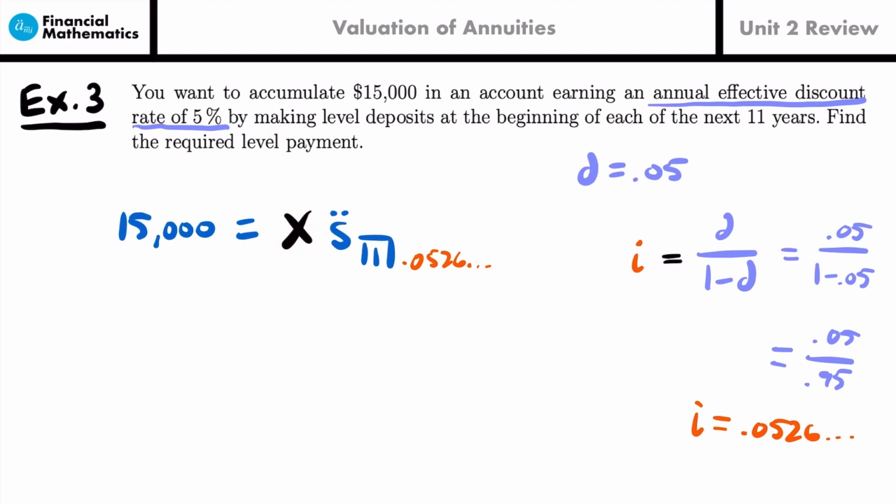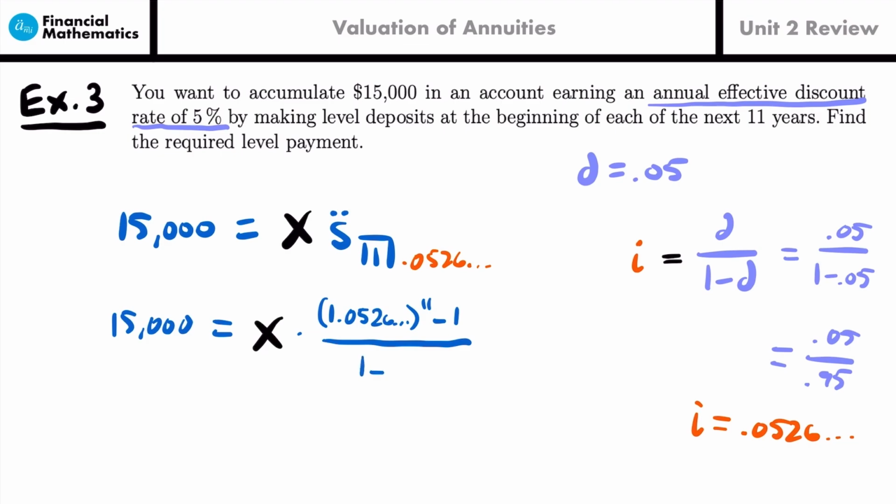So let's do that. We have 15,000 is equal to that amount X multiplied by this formula, which will be 1 plus that interest rate, so we have 1.0526 and some more decimals to the power of 11 minus 1, divided by what? Is it just the interest rate? No, because this is an annuity due formula, so the denominator will be 1 minus v, right? 1 minus a present value factor to the first power.